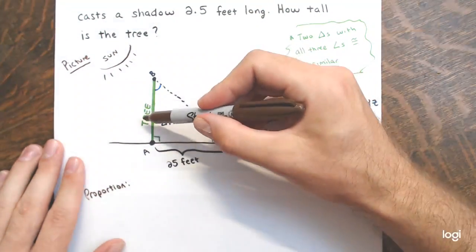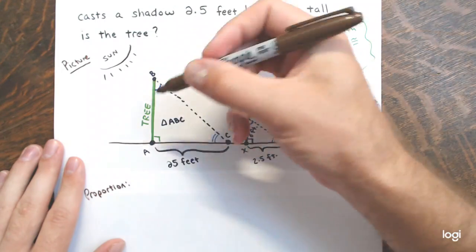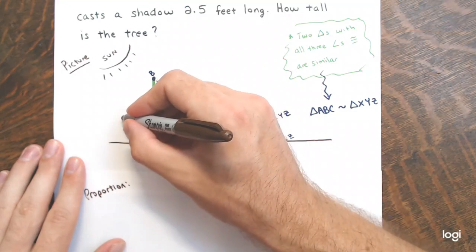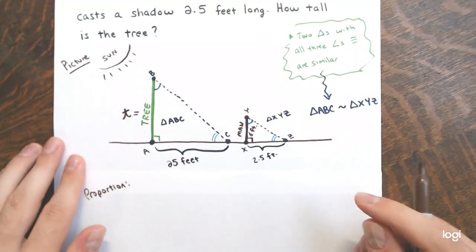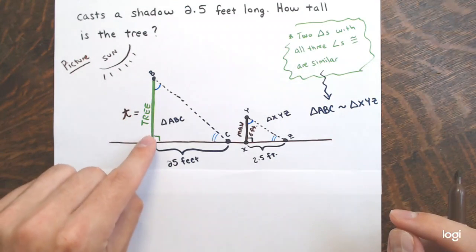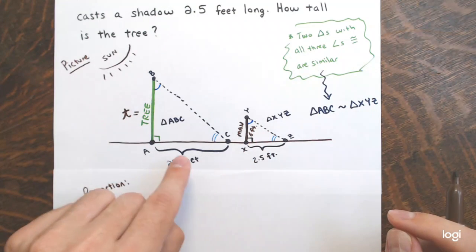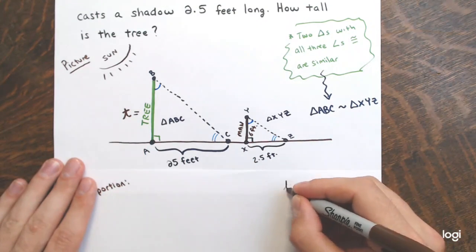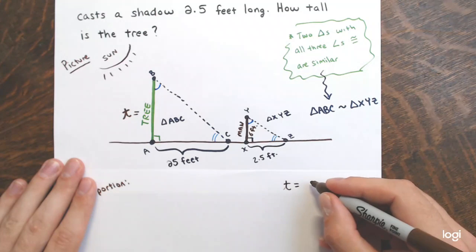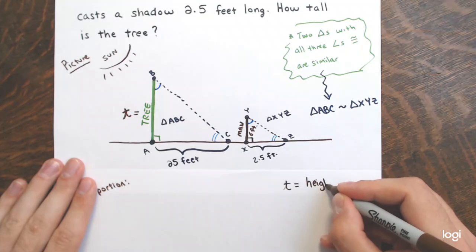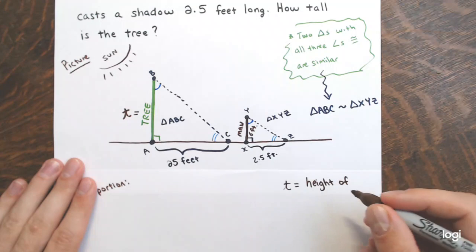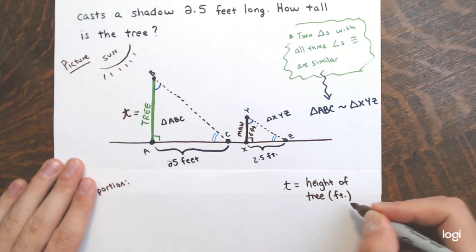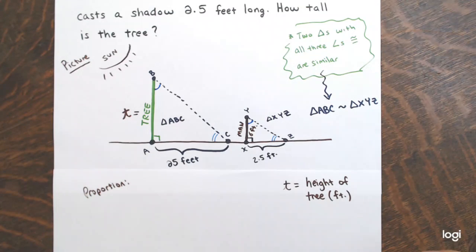Now I don't want to write out tree or even AB. So what I'm going to do is call the height of the tree T. Alright, so say the height of the tree is T feet, right? All my other units were in feet. So I'll do this off to the side here. T represents the height of the tree in feet.